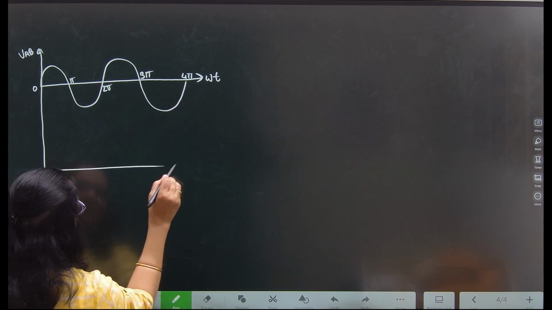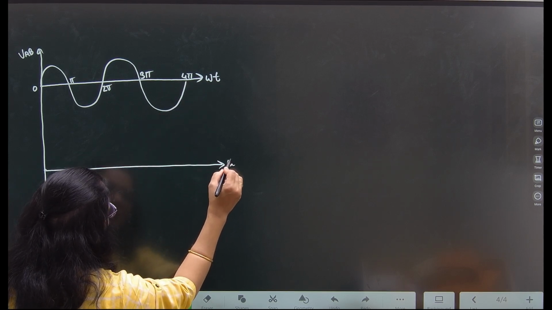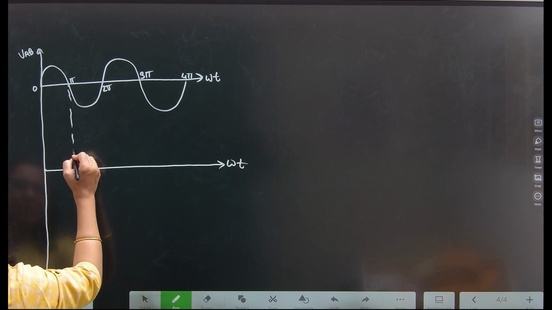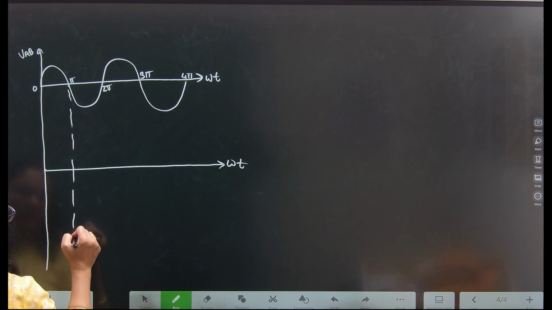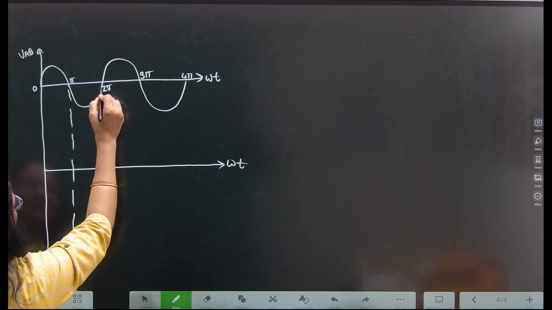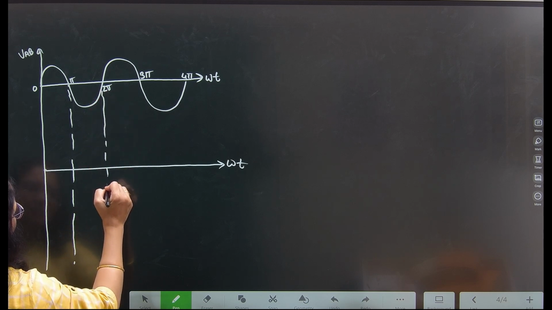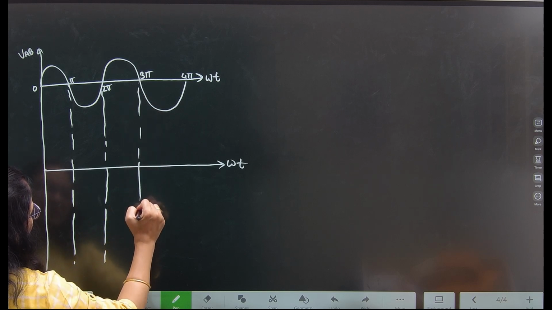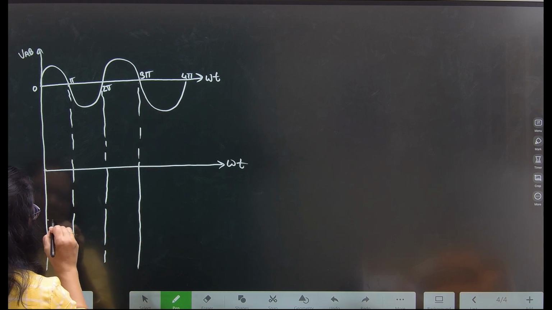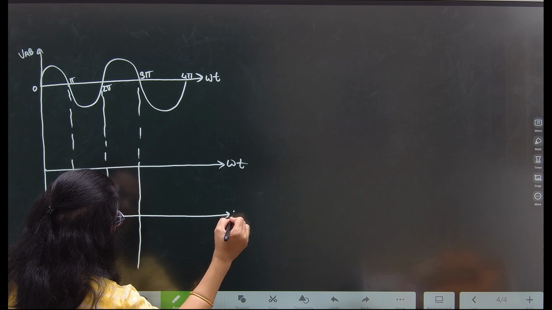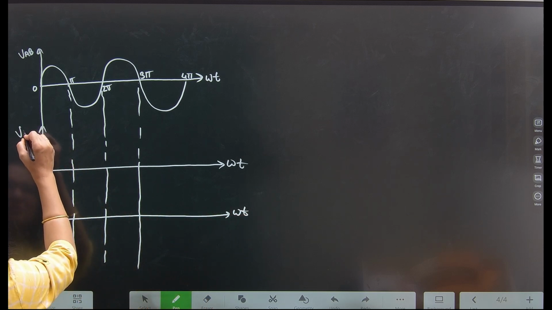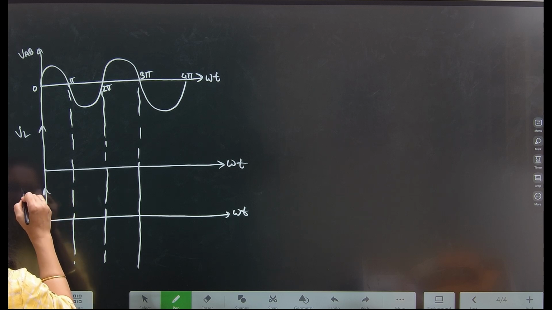Then the next waveform is voltage versus omega t: load voltage and load current. For conduction of the diode a voltage is required, and that voltage we will see. This one is VL, and here it is IL.